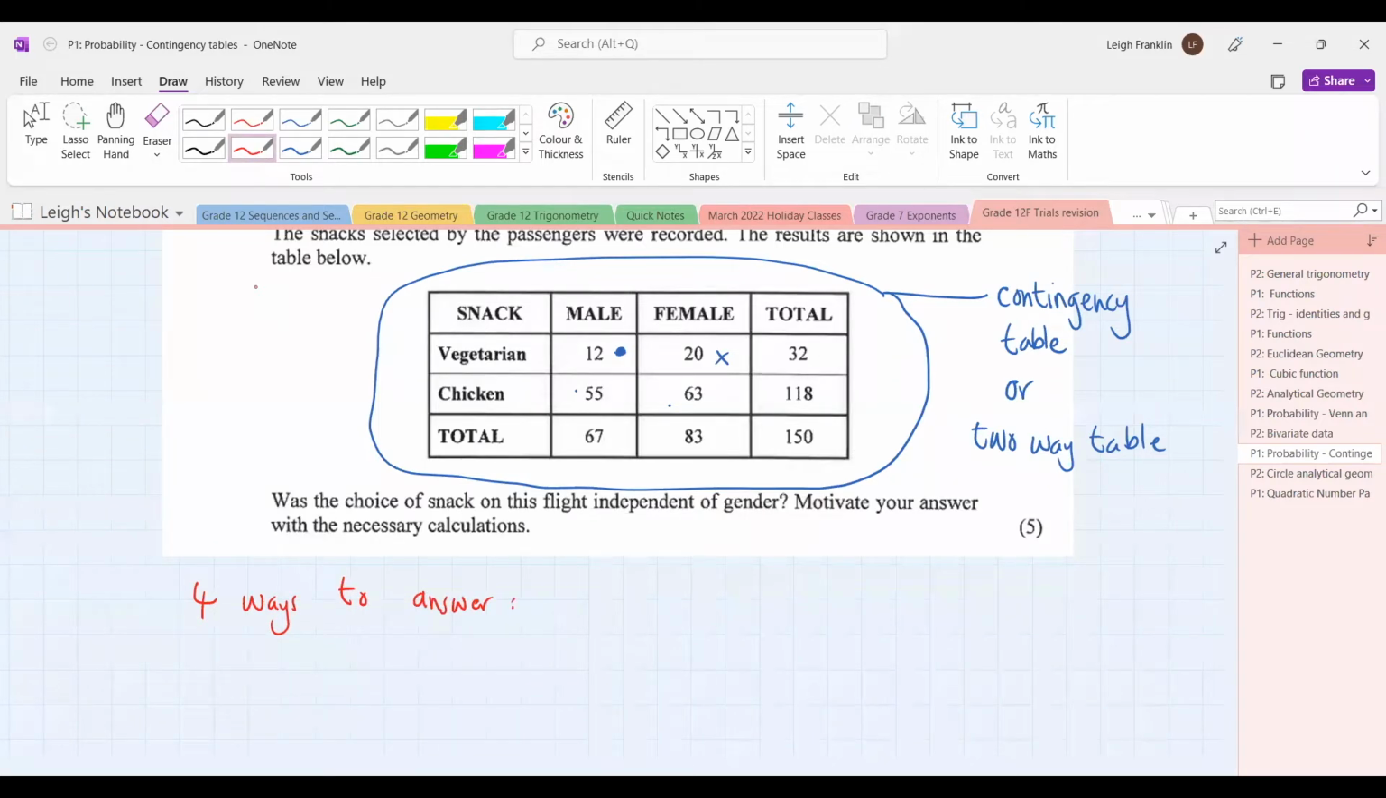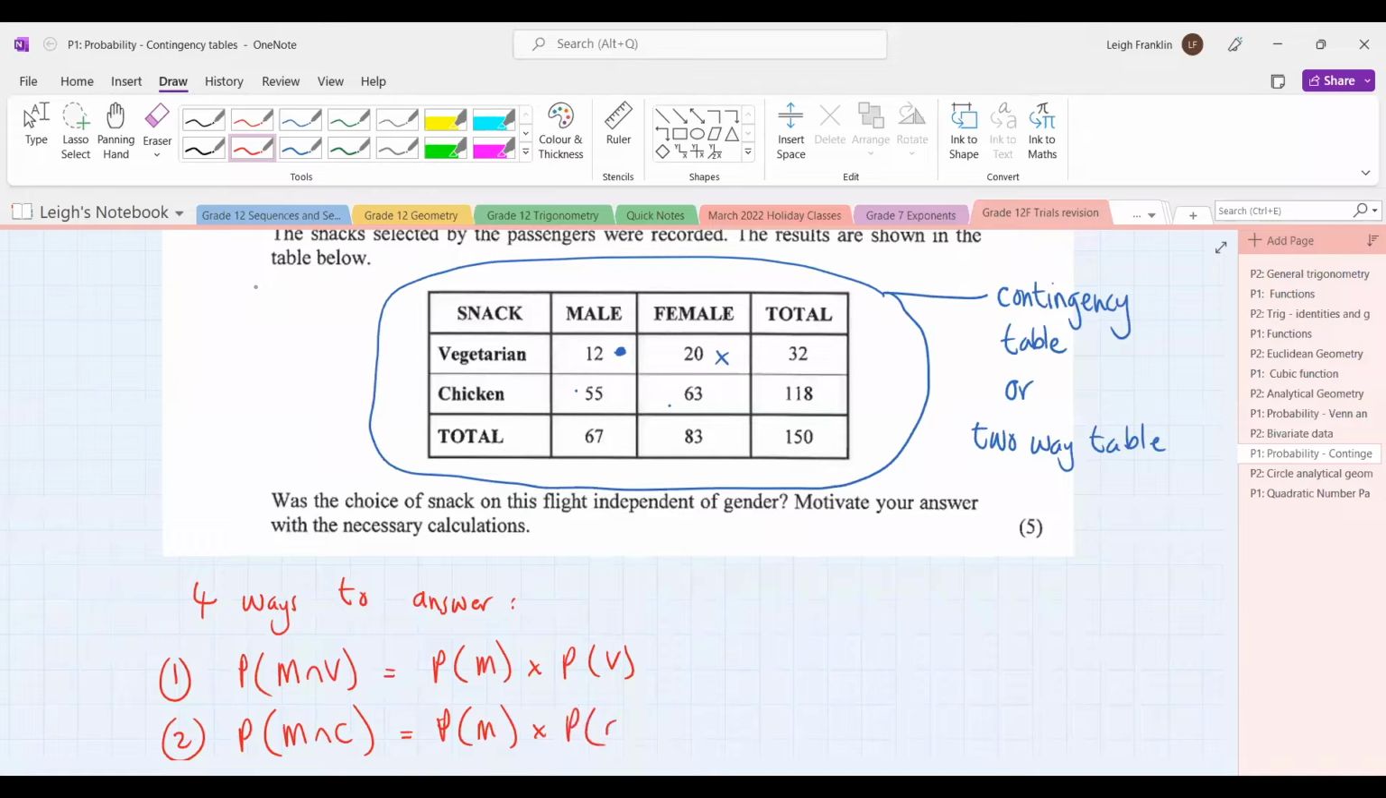Okay. So the first way is to consider the probability of someone being male and vegetarian. Is that equal to the probability of them being male times the probability of them being vegetarian? That's the first way. The second way I can look at it is the probability of them being male and choosing chicken. And then again, I'm going to have to look at the probability of them being male times the probability of them choosing chicken.